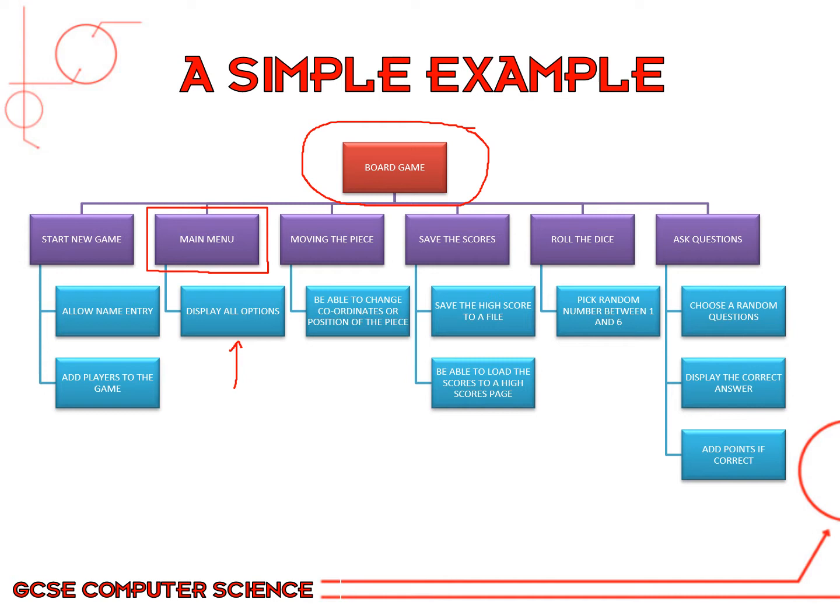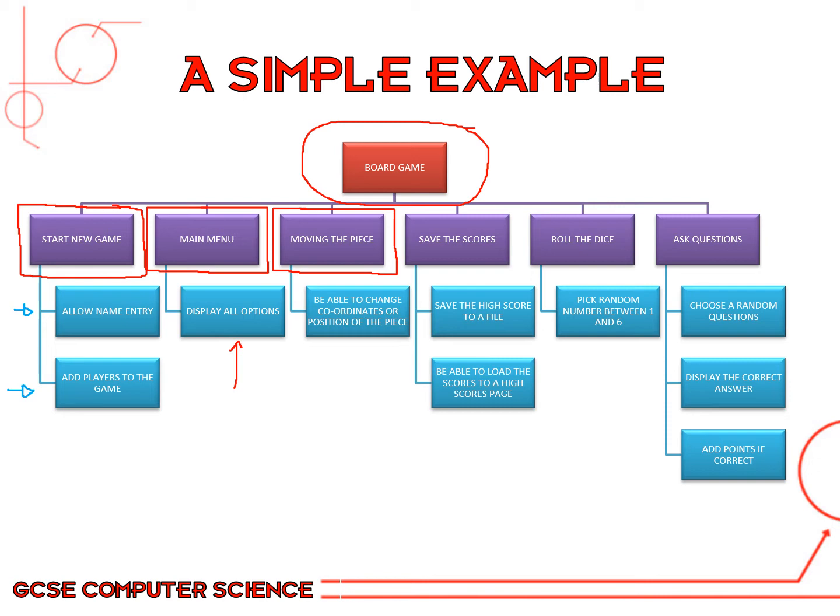Now, we might also have things like moving the piece. Each particular person that plays the game is going to have their own piece, and we need a way of actually moving the pieces around the board. We've also got start a new game. So when the user actually clicks on start a new game, we need to do various things. Underneath, we've got allow name entry. That could be to put all of the players that are going to play into the actual game. And then we need to actually physically add them to the game as well.